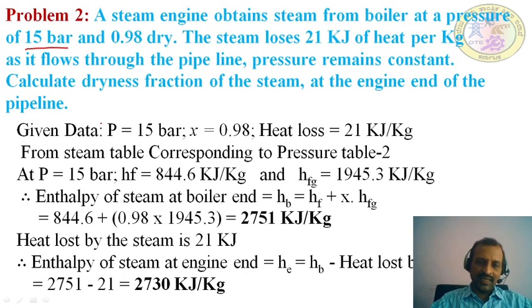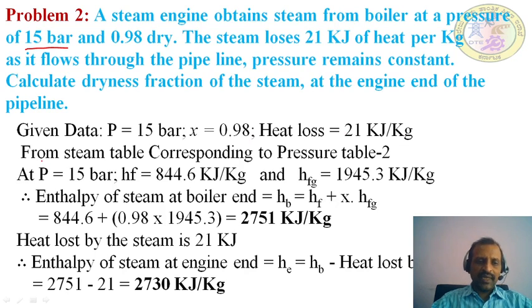So at the inlet the steam is 0.98 dry. When it comes out at the engine end, the outlet, you need to find the dryness fraction, that is the X value, after losing 21 kilojoule of heat. So this was the problem. Now this is the given data. From the problem, what is given here? P is 15 bar, dryness fraction X is 0.98, heat loss is 21 kilojoules per kg.